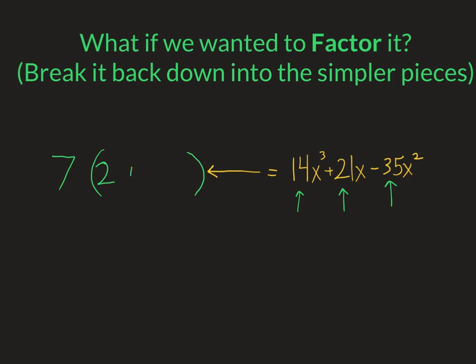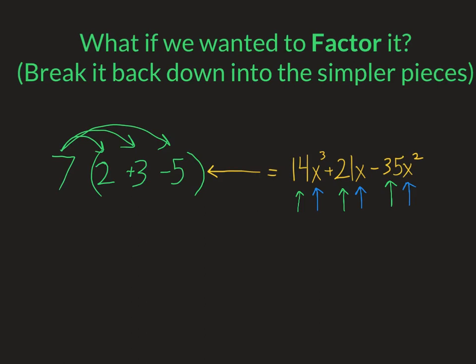7 into 21 goes 3 times. And 7 into negative 35 is negative 5. So notice I'm just undoing the distributing. When we're finished, if I redistributed, I'm going to end back up at the 14, the 21, and the negative 35. And then I would do the same kind of piece, the same idea, with the variables.